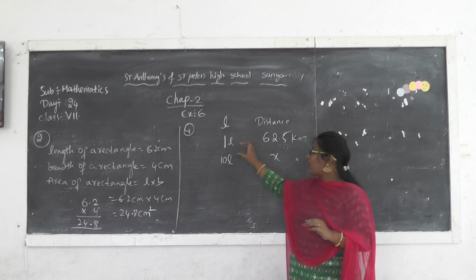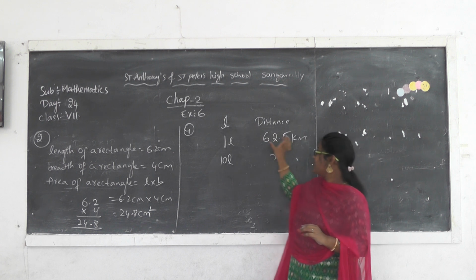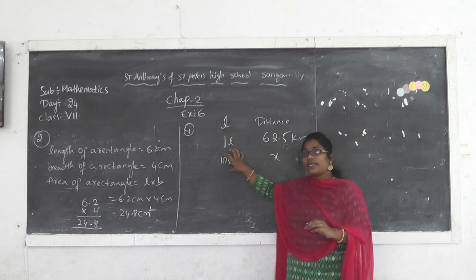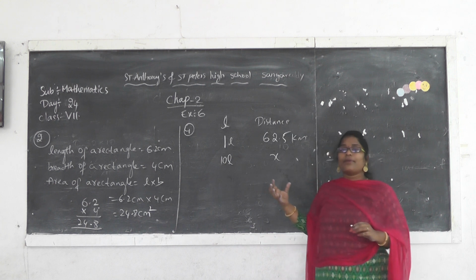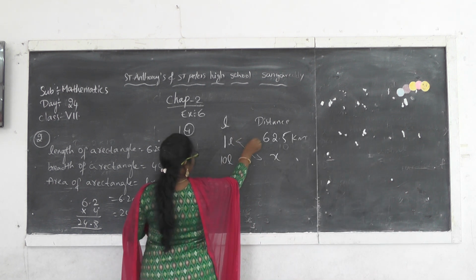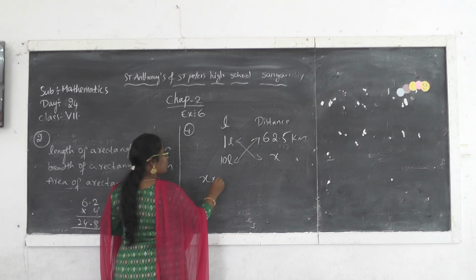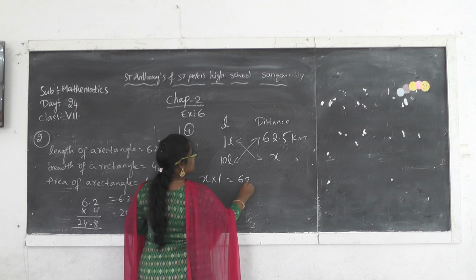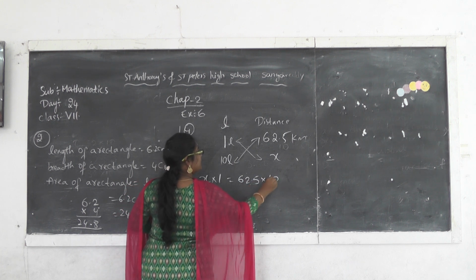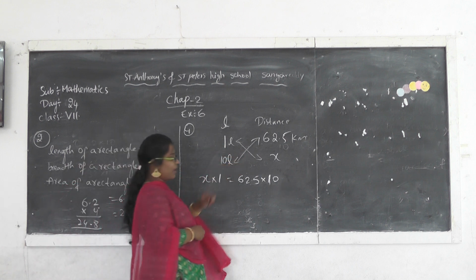So here also we know the distance covered by a motorbike for 1 liter is 62.5 kilometers. What is the distance covered for 10 liters? It means we have to multiply the terms. So how do we multiply now? X into 1 equal to 62.5 into 10. Just the cross product we have to do.